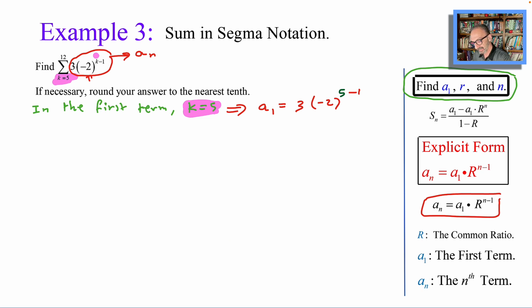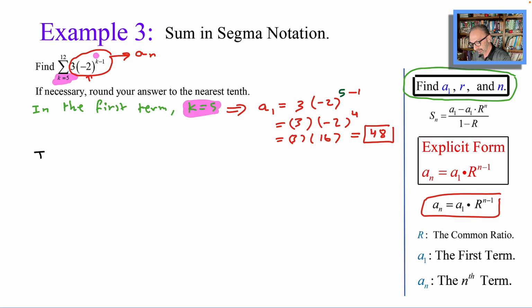Simplifying, I have equals 3 times negative 2 to the power 4, which is 3 times negative 2 times negative 2 times negative 2 times negative 2 is positive 16, and that will give me 48. So now we have the first term in our sequence. Okay.